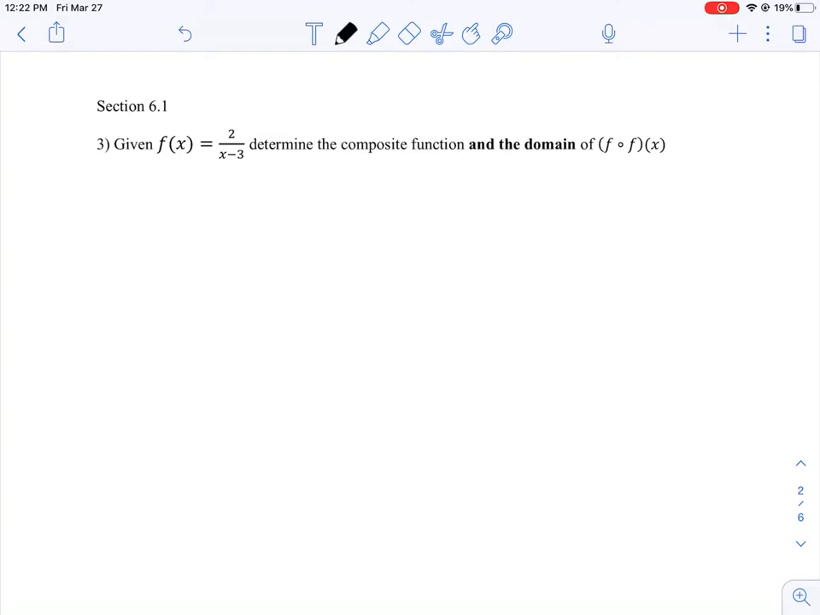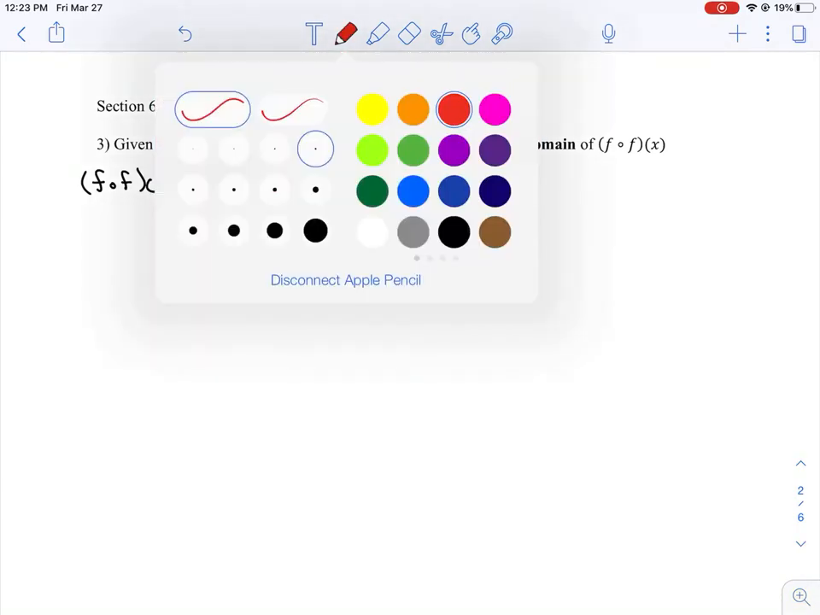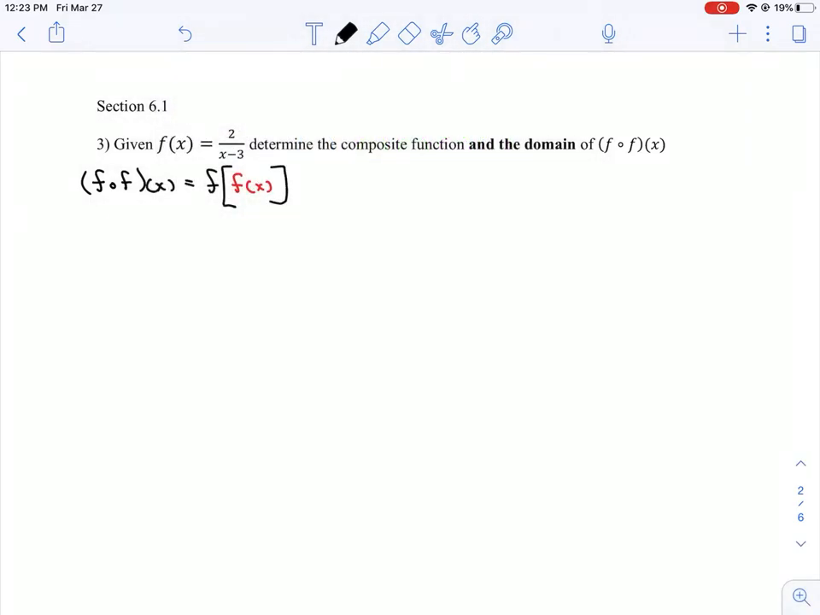Hello class, in this video I'll be doing example 3 from section 6.1. Given f of x is equal to 2 divided by x minus 3, determine the composite function and the domain of f of x. So from the notes, f of x is equal to f composed of f of x.